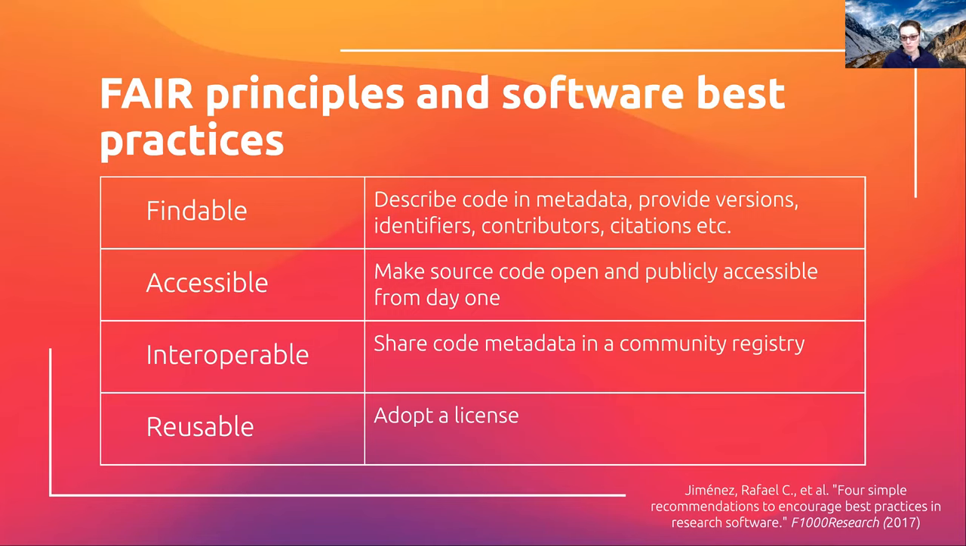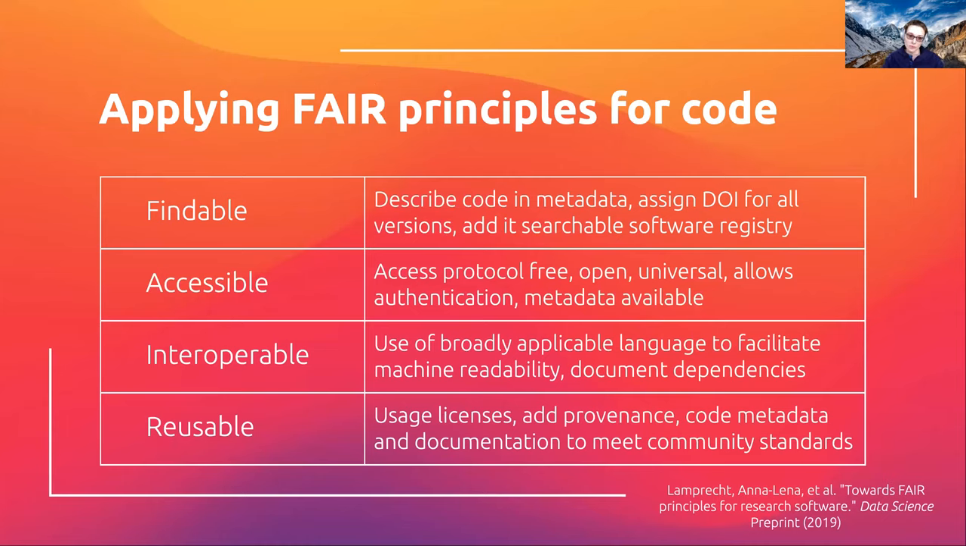Accessible means that we want to make code accessible, of course, and the recommendation from this paper is to make code open from day one. Then we have interoperable, so we want to share code metadata in many community registries so that many people who want to achieve the same thing can reuse our code. And we also want to adopt a reusable license so that people know what they can and cannot do. Another paper also tries to more closely match FAIR principles to the code.